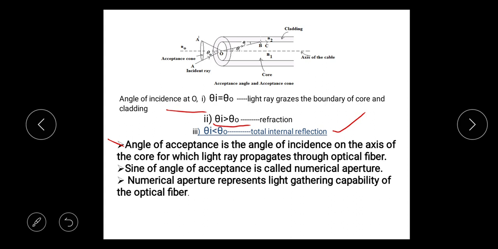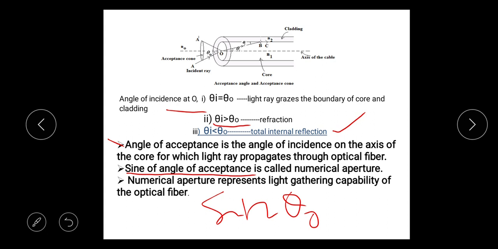Next is numerical aperture. Numerical aperture is the sine of angle of acceptance. Sine theta naught is taken as numerical aperture and it represents light gathering capability of the optical fiber. If numerical aperture increases, then its light gathering capability also increases. So this is about angle of acceptance and numerical aperture.